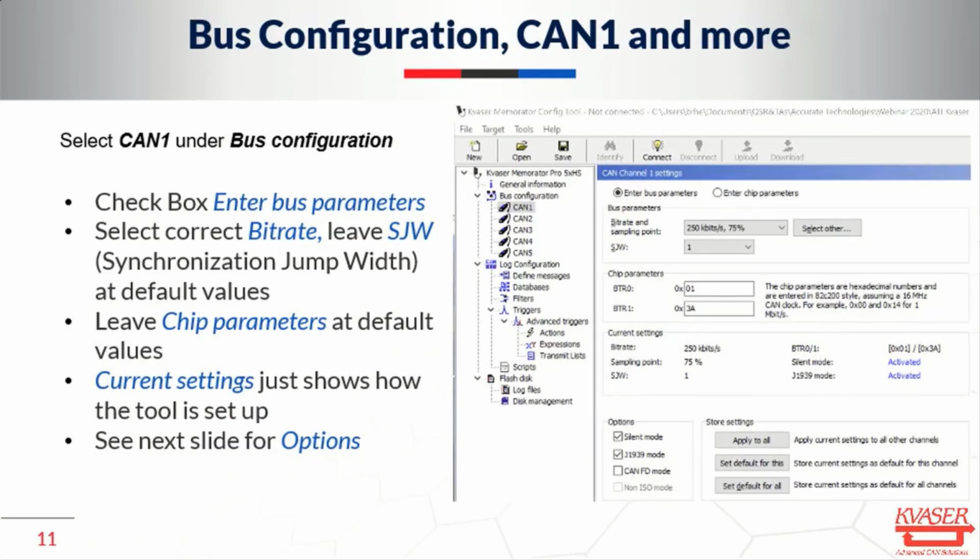The main thing you configure is the bit rate, so you set the correct bit rate. Everything else, synchronous jump width, and the chip parameters and all of that is going to be out of the scope of this presentation, but they will self-configure to very good values once you select the bit rate. The current settings box there in the center right just shows what settings you are currently configured to, for confirmation. And then we'll talk about the options in the lower right here in the next slide.